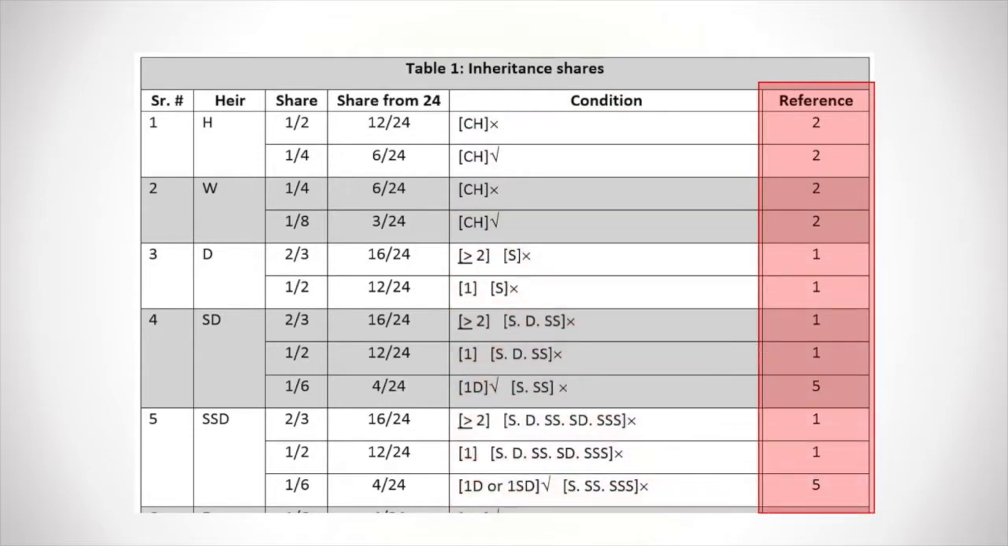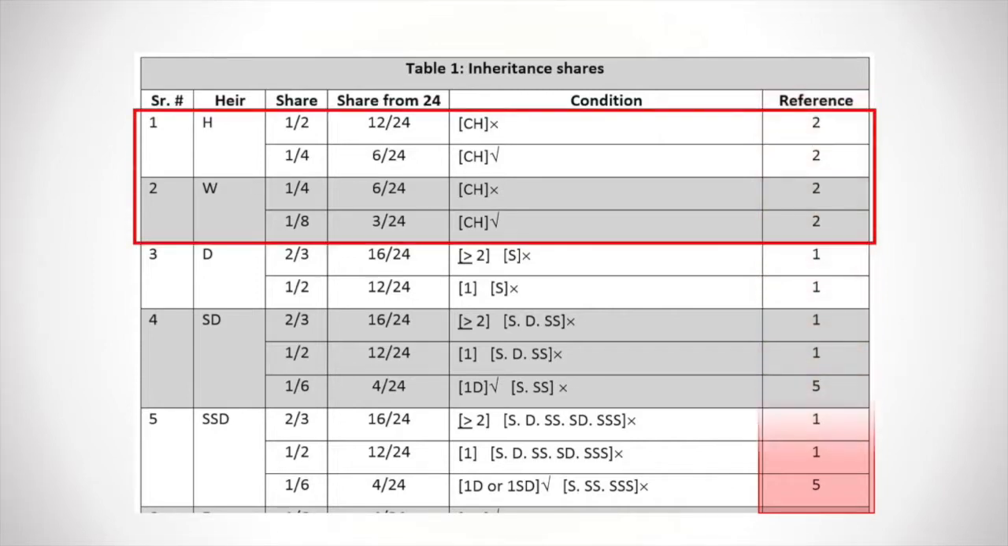The last column is the reference. These are the references that you can look up in the section of your booklet that says sources of knowledge. So reference 2 means this is the second reference that is mentioned in that list, and so on and so forth. Now let's just walk through all the relatives in this table to understand this better.